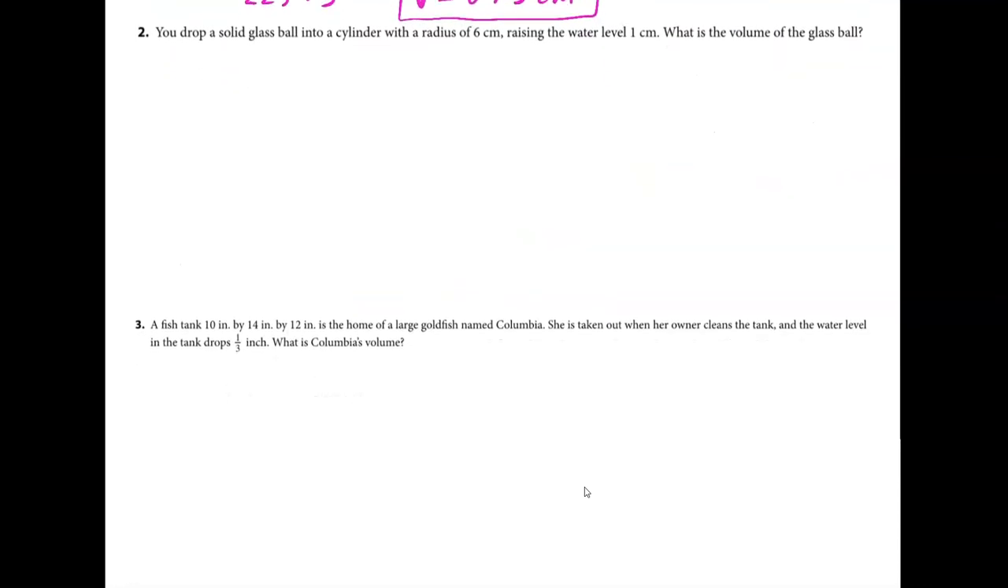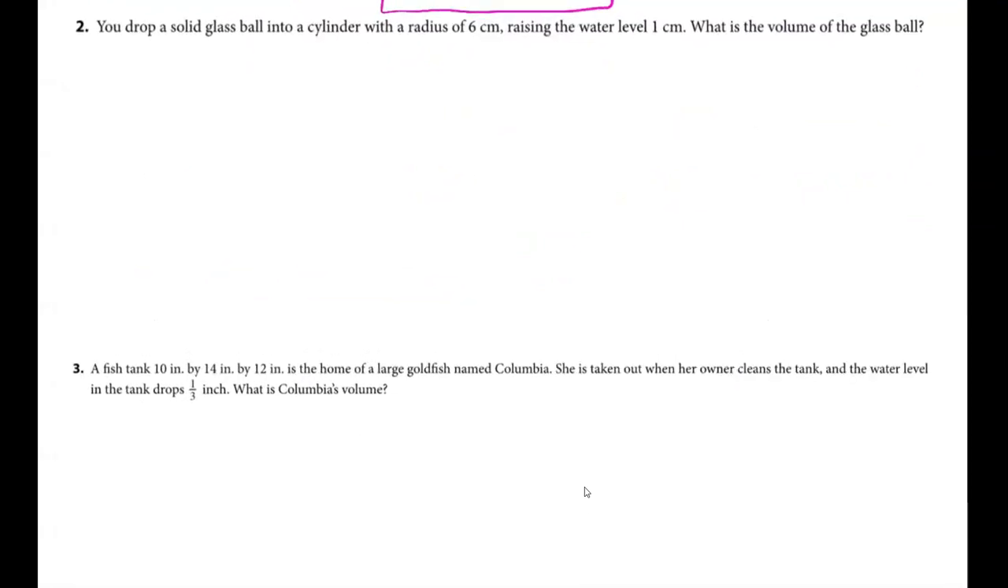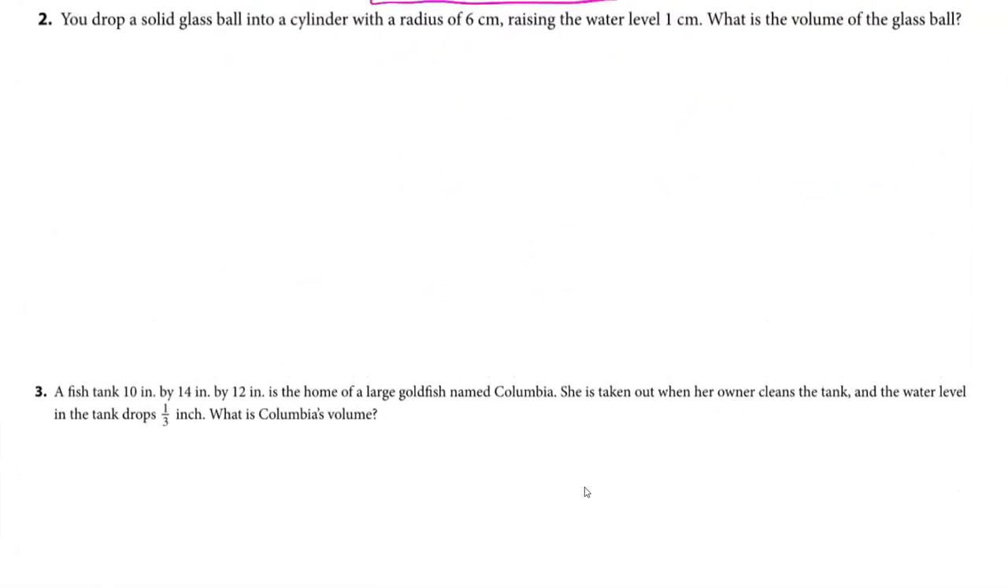You drop a solid glass ball into a cylinder with radius of 6. So we've got a cylinder with radius 6. All right, we drop a ball into it, raising the water level 1 centimeter. So maybe here was the original water level. Again, we don't care where that was. But then it goes up 1 centimeter.